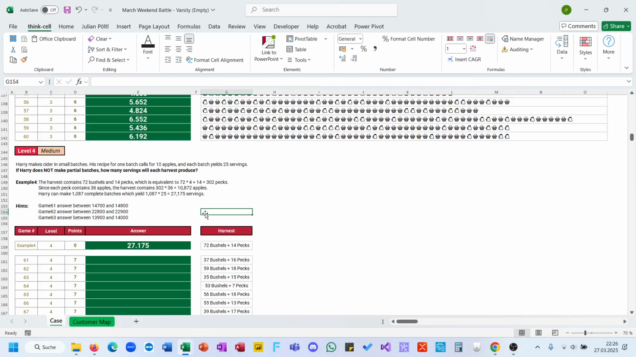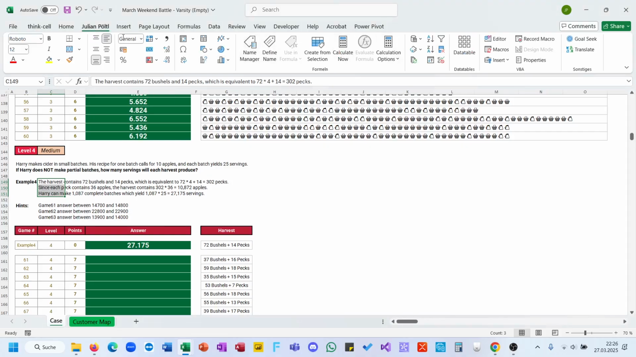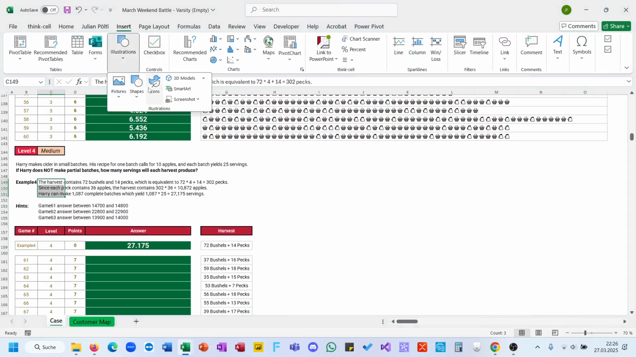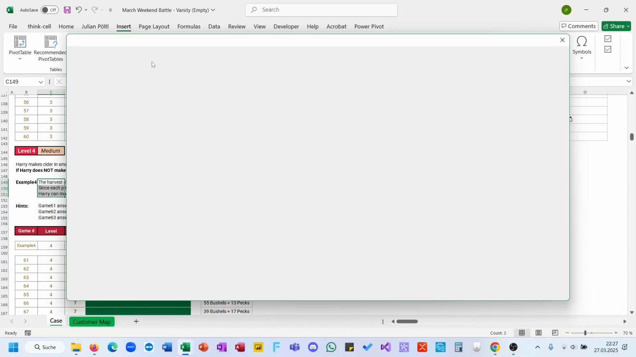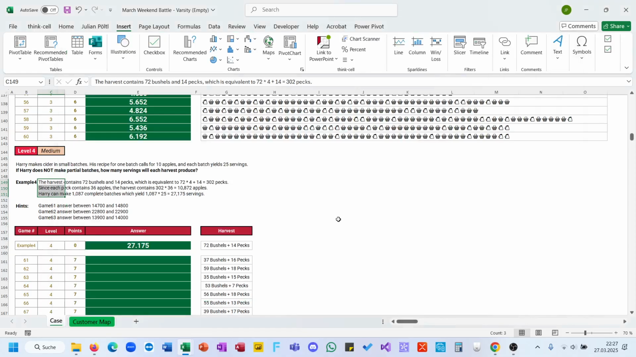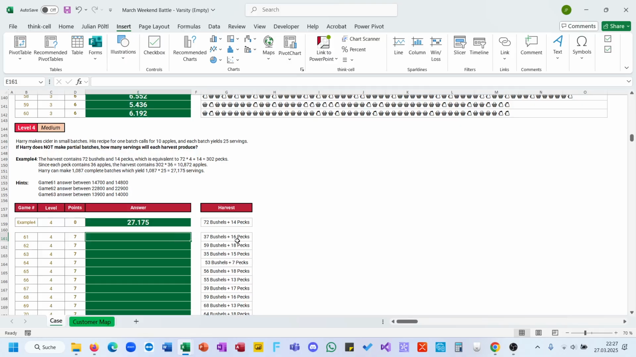Harry makes cider in small batches. His recipe, 10 apples. Each batch yields 10 servings. I love it, so MEWC, you have my heart for doing this with great examples. Wait for it, wait for it. It's great. Sorry guys. Okay, I wanted to implement a heart, but anyways, let's go right into it.